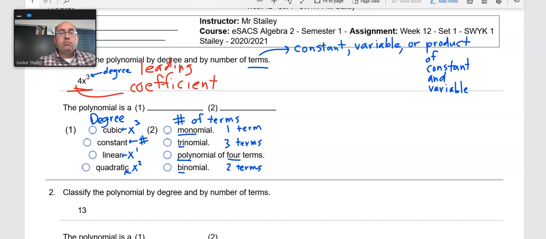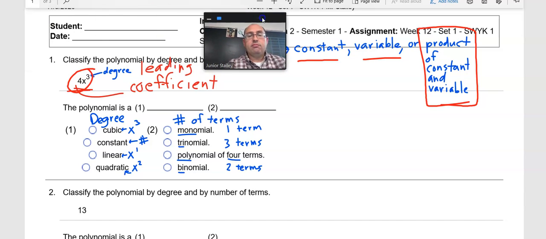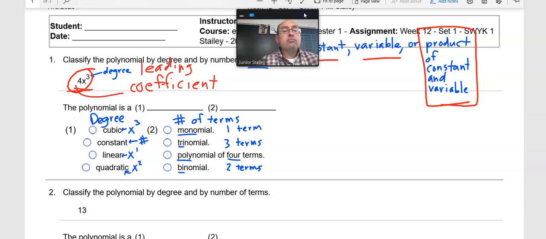An actual polynomial is made up of either a constant or a variable, or it can be the product of a constant and a variable. So for instance, right here on the left side we have 4x cubed. That is the product of a constant and a power, or a variable to a particular power.